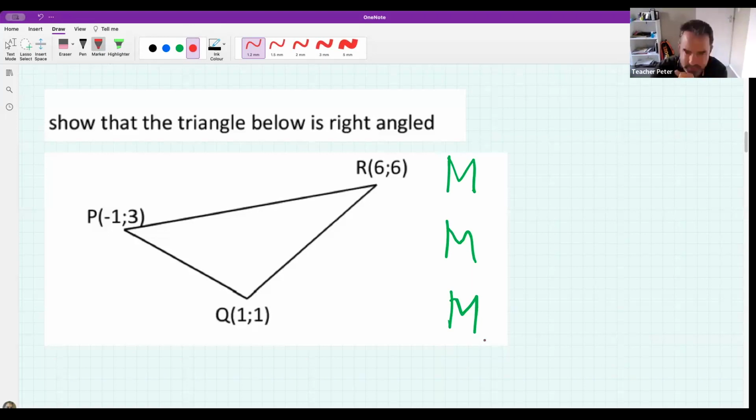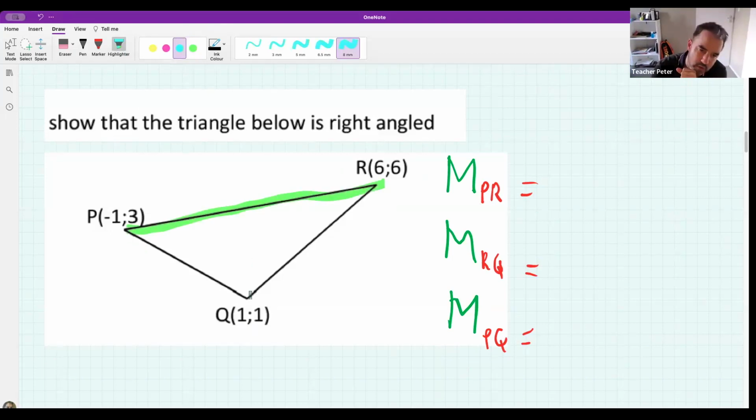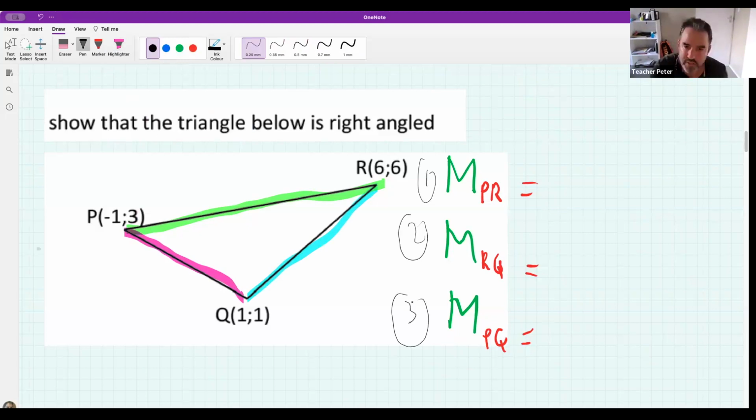Okay, I'll give you a hint. Start by working out the gradient between each of these. So the gradient of PR, the gradient of RQ, the gradient of PQ. I want everyone to work out the gradient of each of these lines. Now, this one looks positive. That one looks positive. This one looks negative. So I'm expecting this one to end negative. I'm going to say, this is gradient 1, this is gradient 2, this is gradient 3. Find me those three gradients.